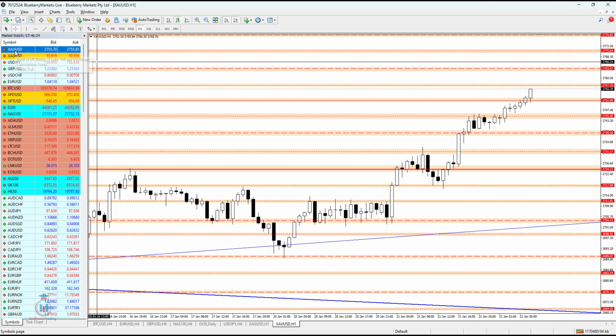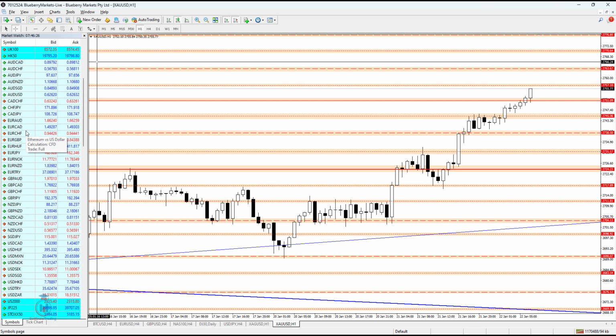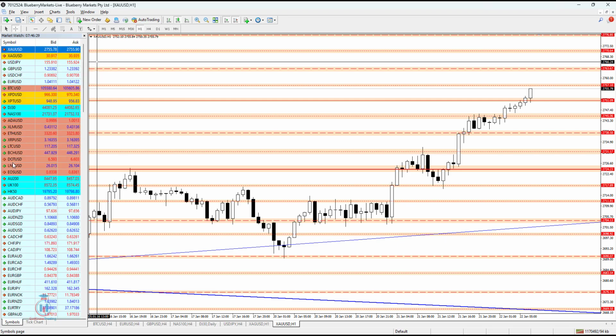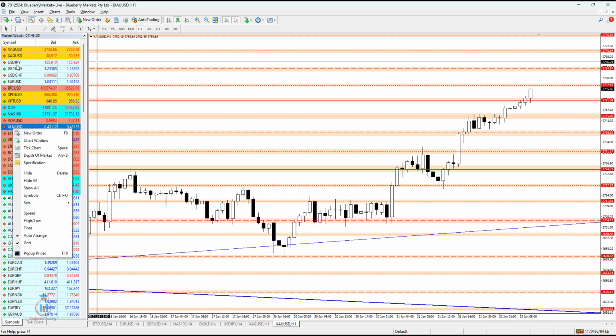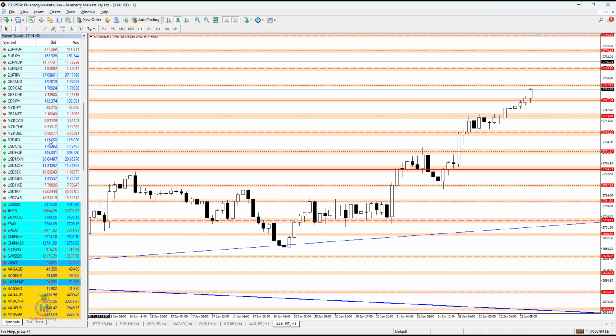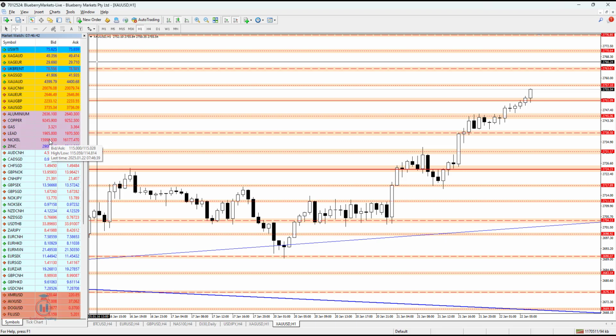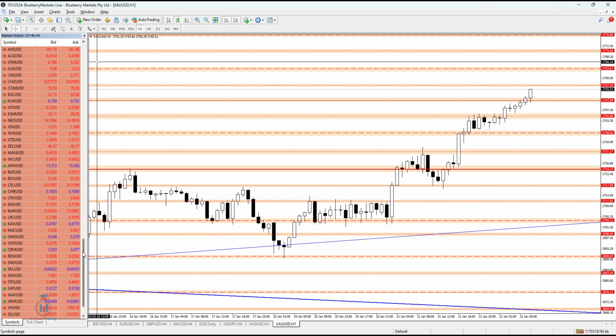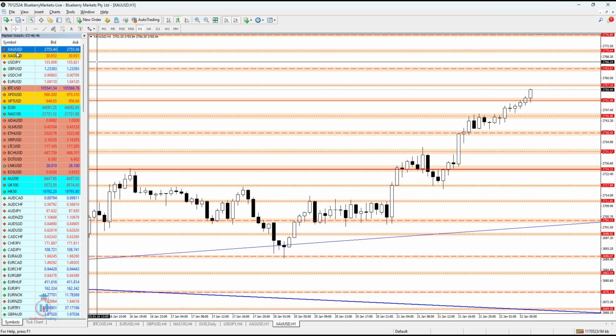Inside the market watch, you have all the symbols that are currently available. If you do not see all of them, simply click the right mouse button anywhere inside the market watch window and click show all. The symbols currently available with the broker you are using will be listed here. For example, I have gold against US dollar.